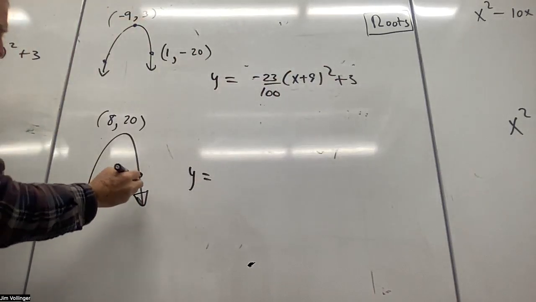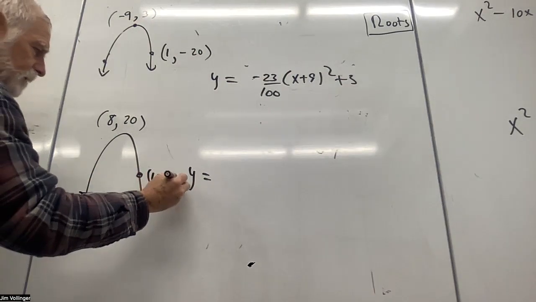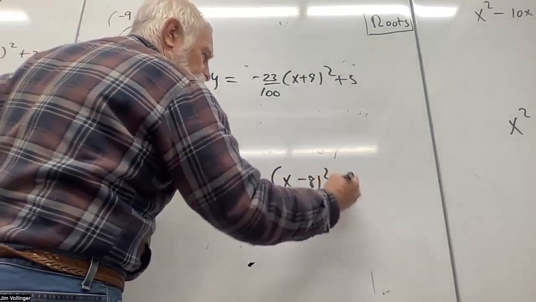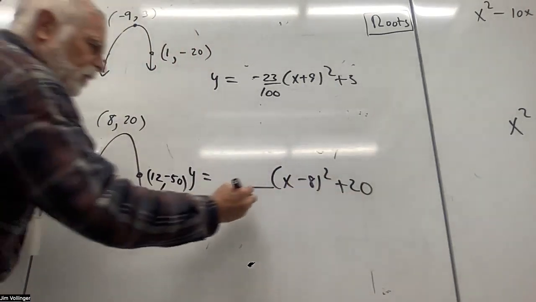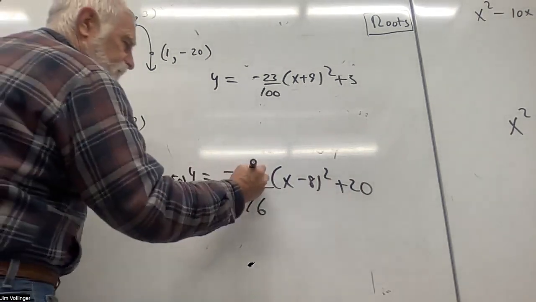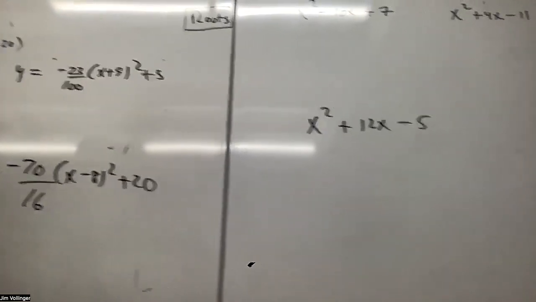Oh, I didn't even do this one. So let's go with 1250, negative 50. All right, 820 means X minus 8 squared plus 20. The quadratic change, 8 to 12, that's 4 units squared, 16. And now we've got 20 to minus 50, minus 70. All right, I guess that's that practice.